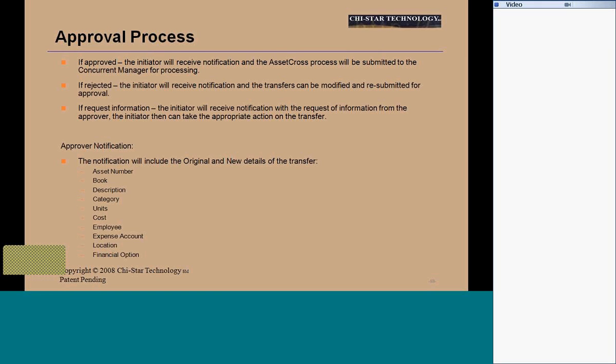So this just talks about the approval process where they can approve it, reject it, or ask for additional information, and the information that they'll see on the email notification.